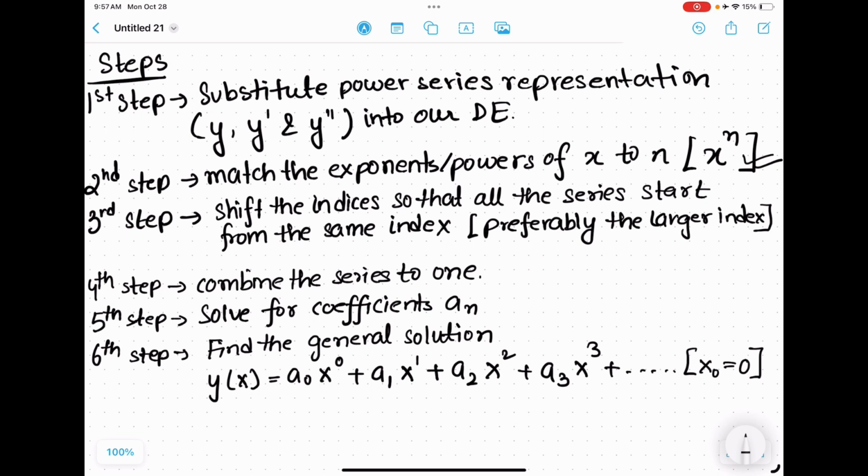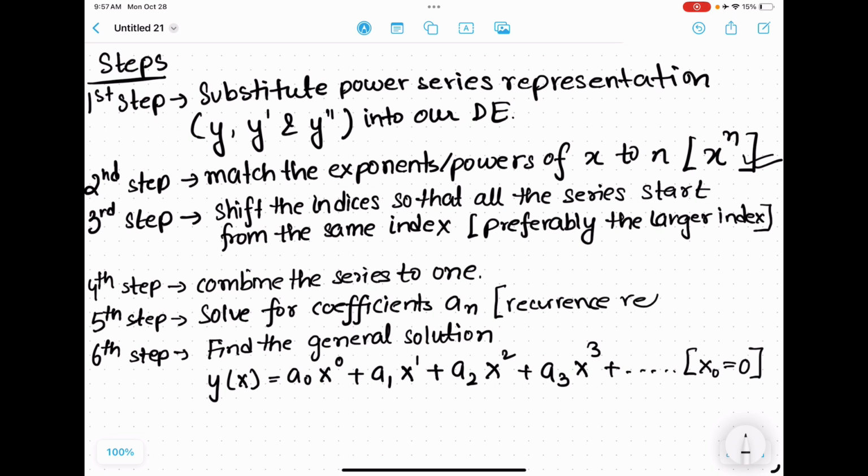And like I mentioned in our previous videos, if we have multiple series with multiple indexes, we will try to keep the one that's the largest, that's the biggest index, and we'll try to shift the series with smaller indexes so that it also starts from the larger index. And then our fourth step would be combining all the power series into just one. And then we'll solve our coefficients, right? Using our recurrence relation.